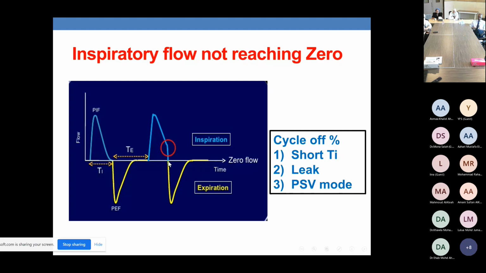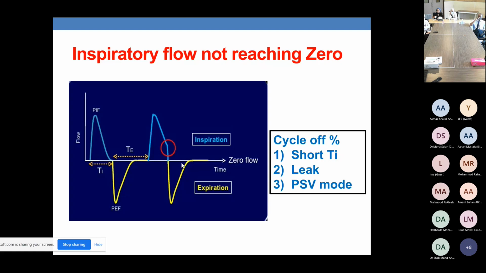It's not reaching 0. So this is one aspect. Or there is improvement in the compliance. Why? Because initially, let's give an example, in the RDS of the preterm, initially there will be small tidal volumes and the baby is breathing very fast. So he needs a very small I time, 0.3, even sometimes 0.25. It is a very short I time.